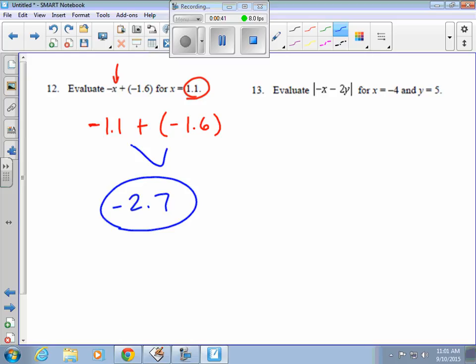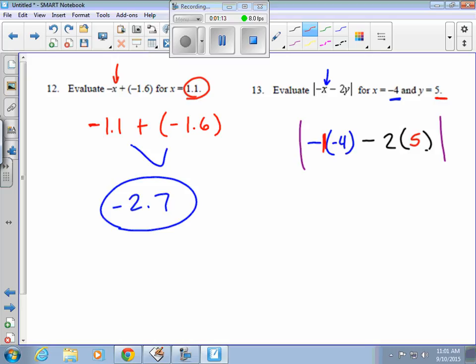Number 13 says evaluate the absolute value of negative x minus 2y when x's value is negative 4. So in place, again, substituting in place of x, we got a negative and we plug in a negative 4 minus 2 times y. Y's value is 5. So all of that's going to be the absolute value of all of that. So when we look at what we got going on in there, multiplication comes first. This acts like negative 1 times this.